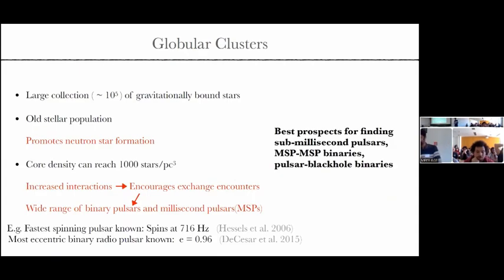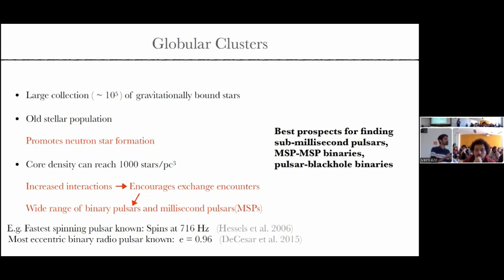So what are globular clusters from the perspective of pulsars? First of all, it's a large collection of stars, of the order of 10 to the power 5, and it's mostly an old stellar population. So this in itself already promotes neutron star formation. Apart from that, you also have very large core densities, much more than what you see in the galactic field. That encourages different kinds of gravitational interactions, which would lead to forming different kinds of exotic binaries. And we already have some examples of that.